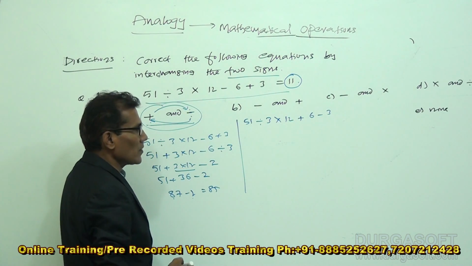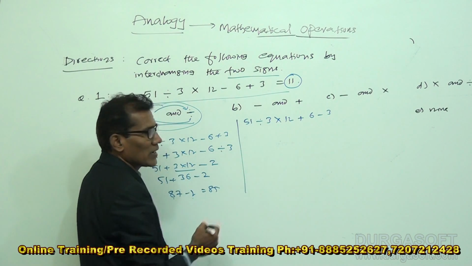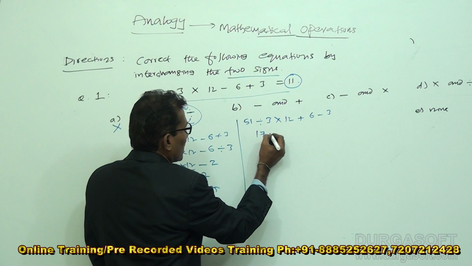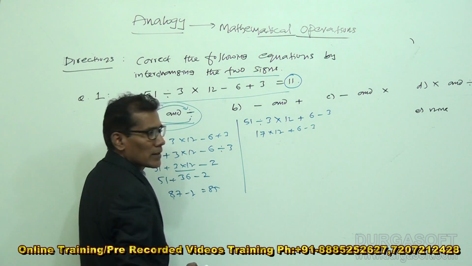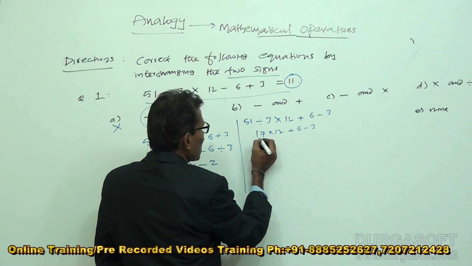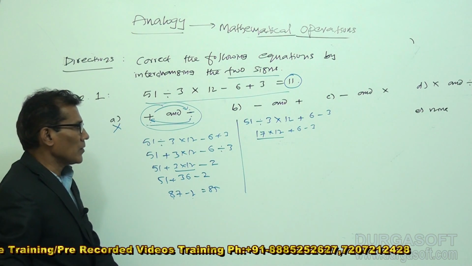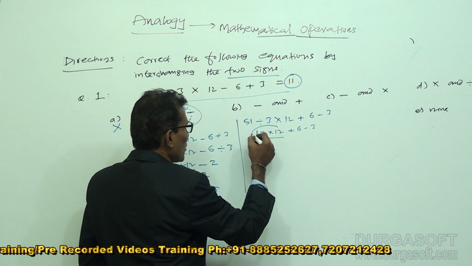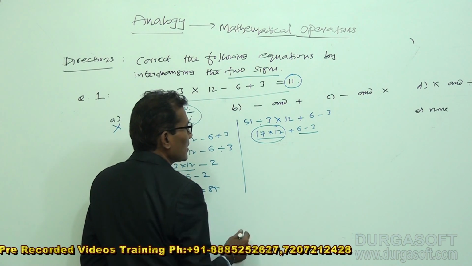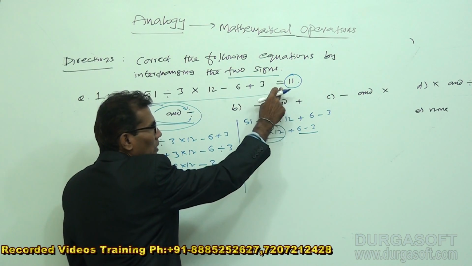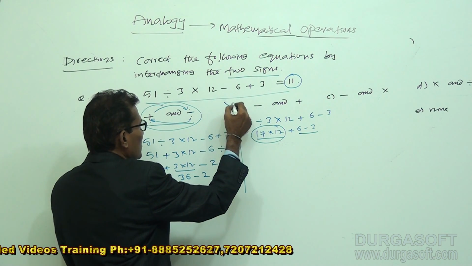Then work out. First one is what? According to DMAS, division is the first one. 51 divided by 3, it is 17 into 12 plus 6 minus 3. Division is done. Then multiplication. So this is 17 into 12. Here we need not work out the entire thing. Why? Because 17 into 12 is going to be a big number, and 6 minus 3 is 3. From a big number plus 3 it is not going to equal 11. So we need not work out completely. Simply the B option is wrong.